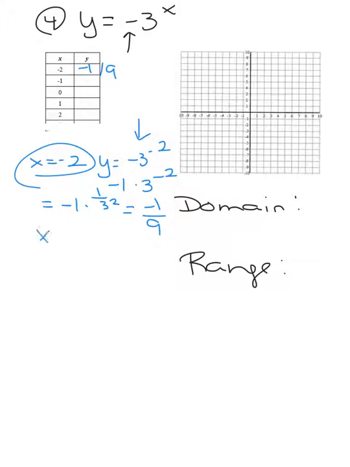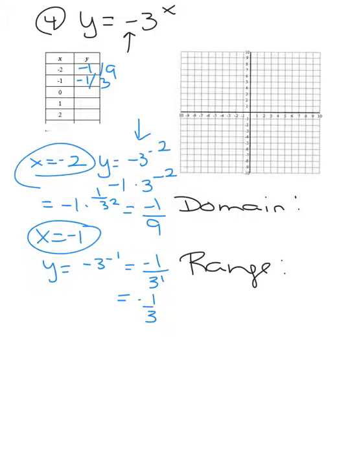Now when x is equal to negative 1, we have y is equal to negative 3 raised to the negative 1 power, which is negative 1 over 3 to the first, which gives you negative 1/3. Now again, I'm going to be careful when x is equal to 0. So I have negative 3 raised to the 0 power. So that's negative 1 times 1. So that gives me negative 1.